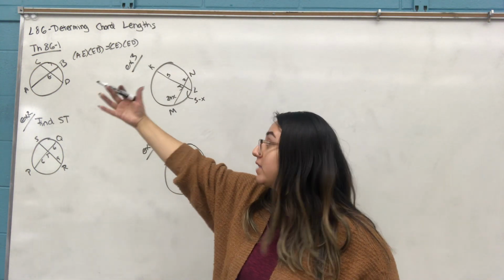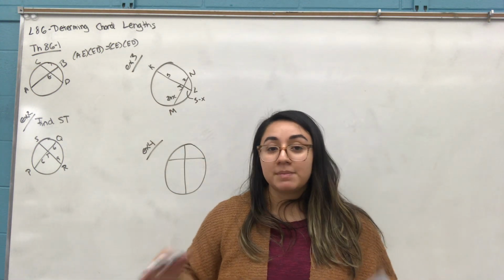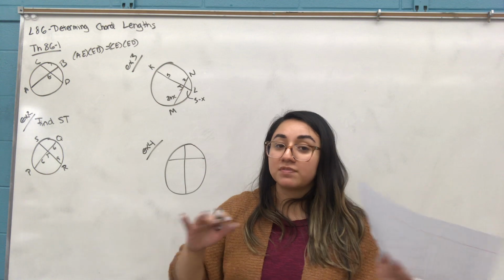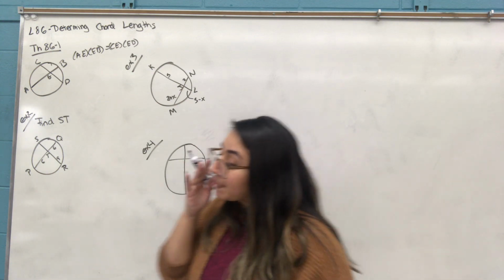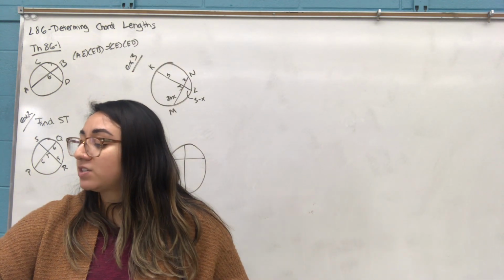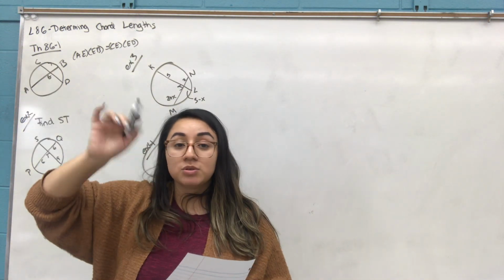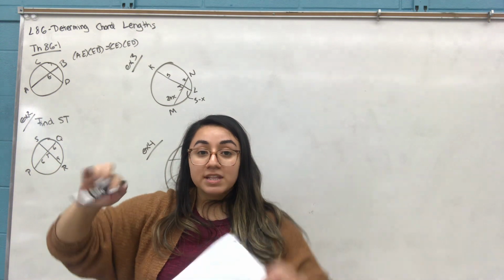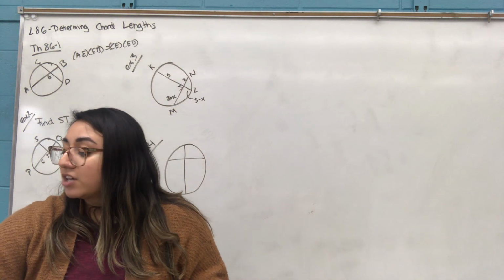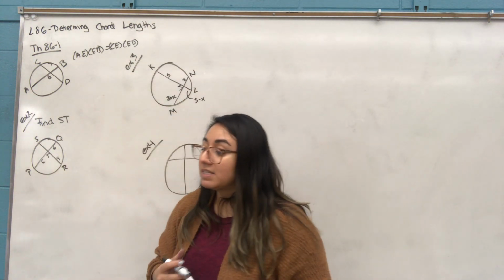Here we have theorem 86-1. Very easy theorem. I like today's lessons. Very simple, just following the theorem. It says, if two chords intersect in a circle, so there's two chords, remember that means it's not a diameter, it's just two lines inside the circle and they intersect, the products of the chord segments are equal.